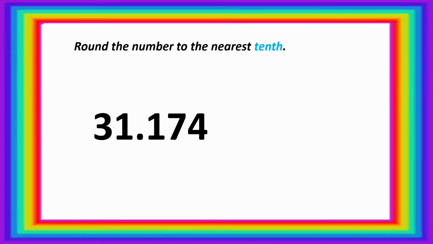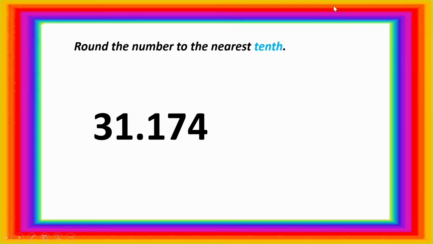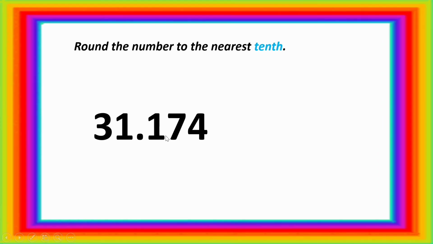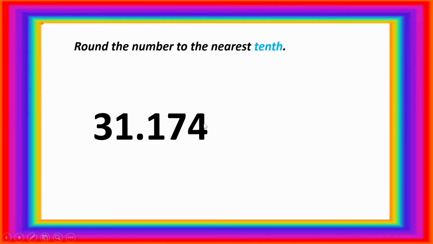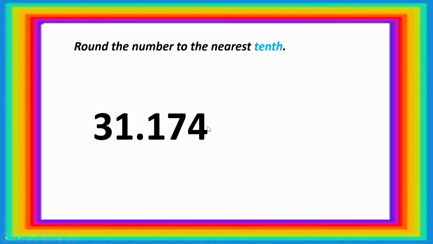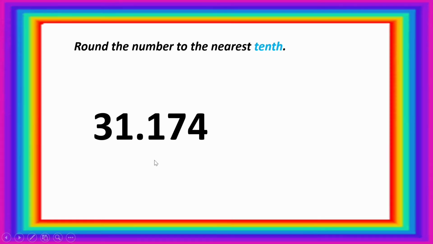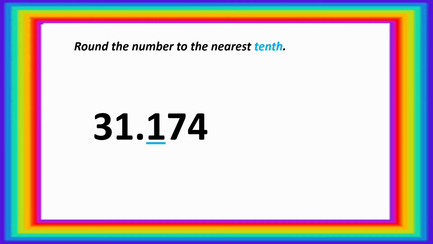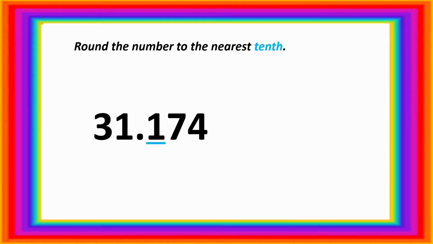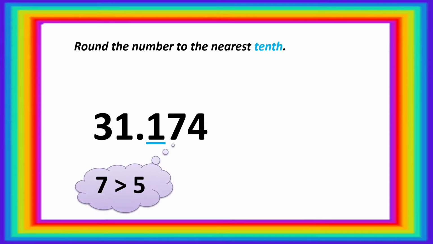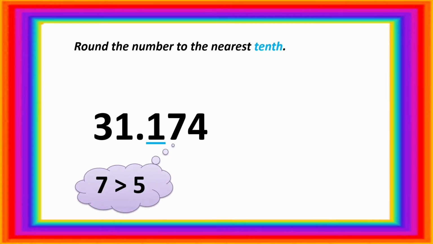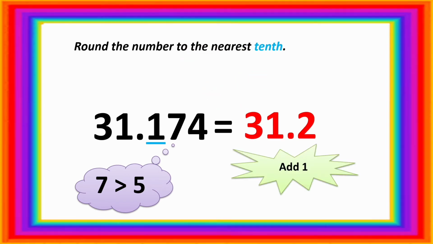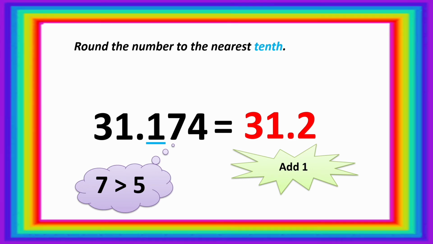Round the number to the nearest tenth. As you can see, there is a TH, which means we should look for the fractional part, which is here, all the numbers after the decimal point. So the tenth place is 1. Look to the next number, which is 7. 7 is greater than 5, which means you have to add 1. So the answer is 31.2.